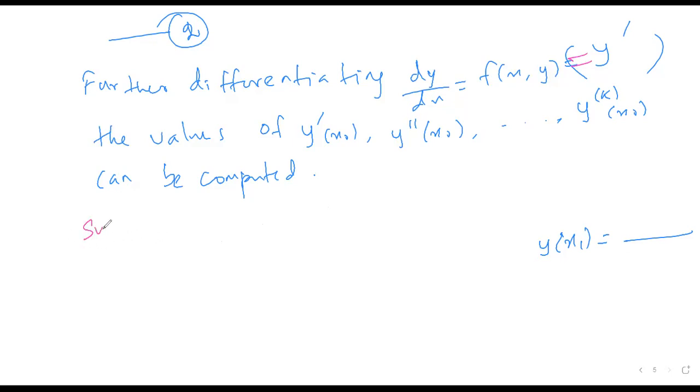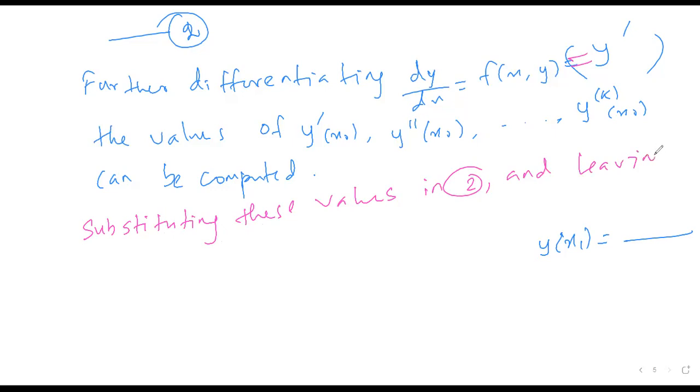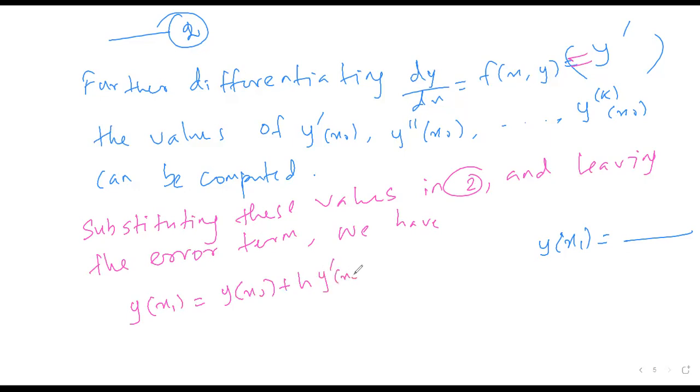Substituting these values in equation number 2, and leaving the error term, we have y of x1, which is equal to y of x naught plus h times y dash of x naught plus h squared over 2 factorial times y double dash x naught, up to the kth term, h to the k over k factorial times y to the k of x naught.